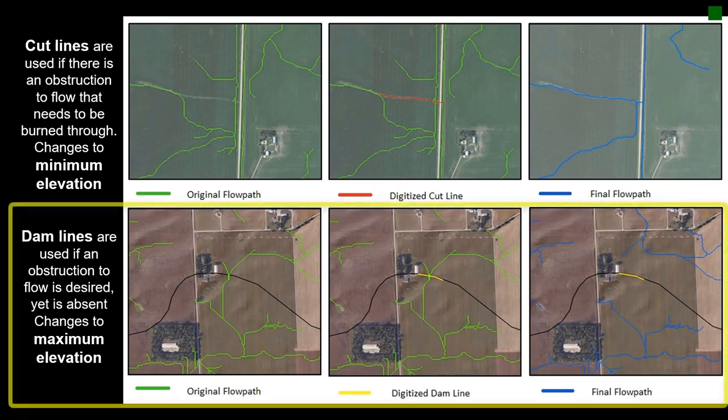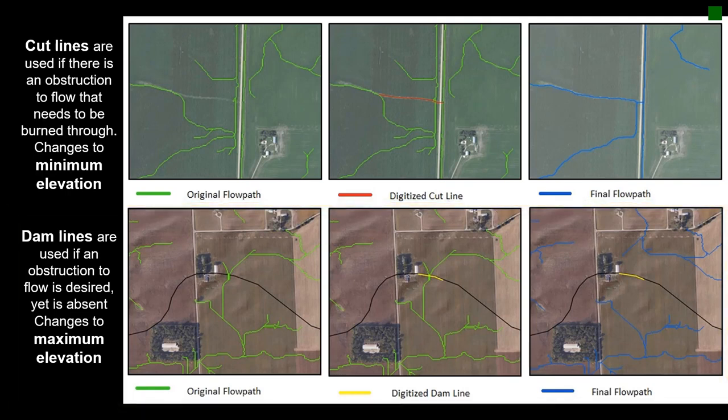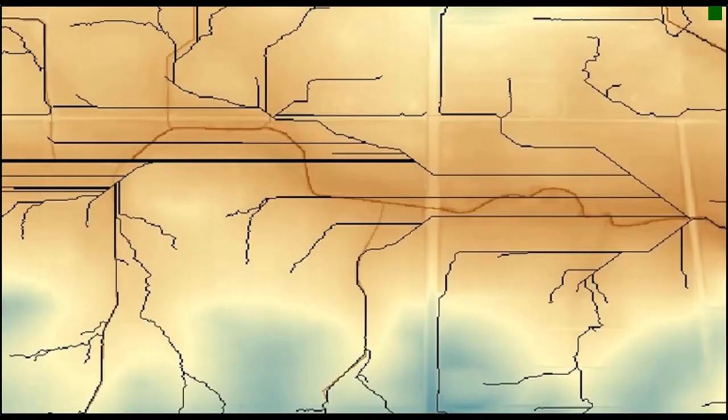The second option is to develop dam lines, which are used when an obstruction to flow is desired but is absent within the DEM. In this case, when a dam line is drawn, shown there in yellow, the maximum elevation values that fall along that line will be extracted and then applied to all the cells in the DEM that line crosses.